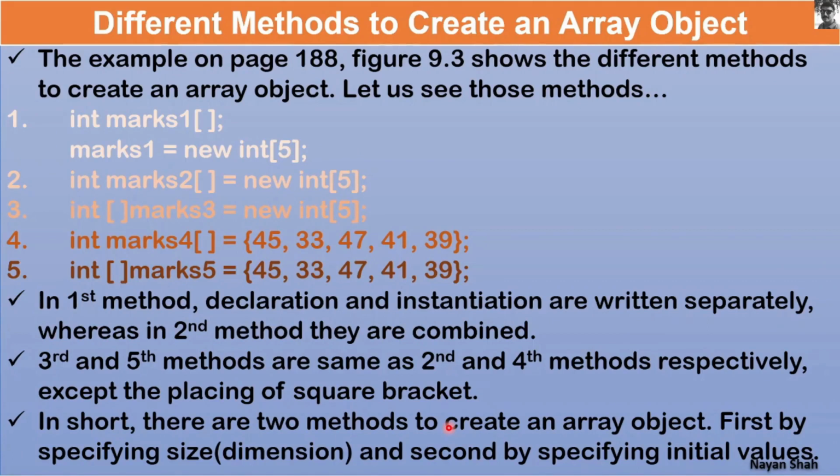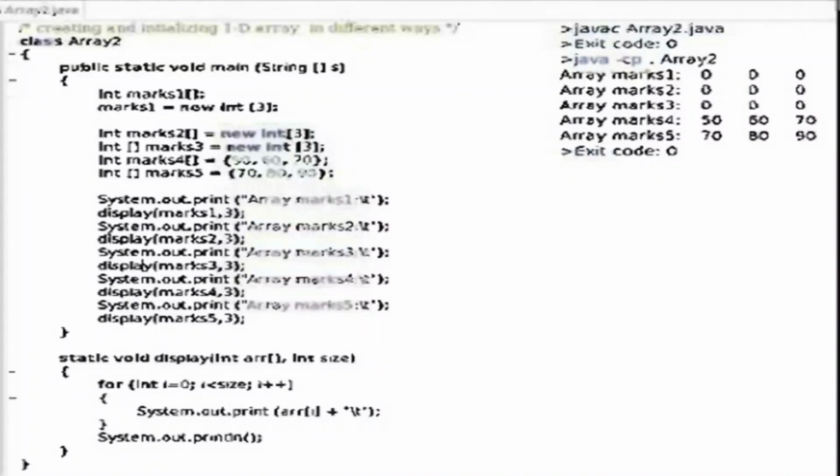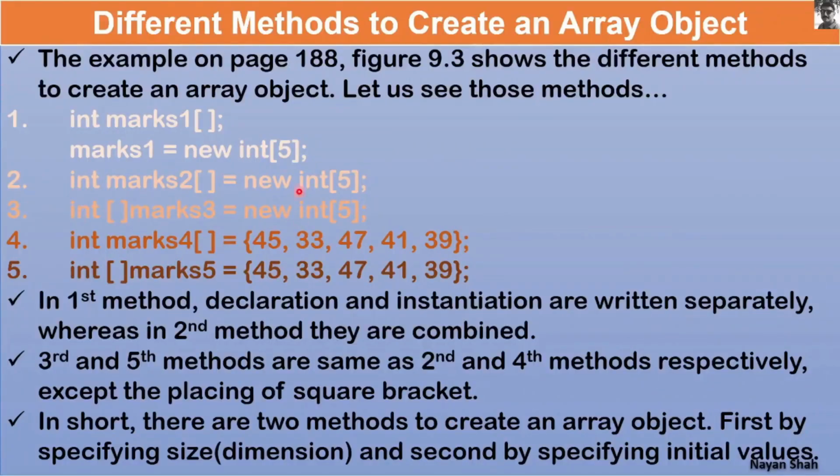Different methods to create an array object. Now the example on page 188, figure 9.3, shows different methods to create an array object, and let us see those methods. That example is given in the textbook. Those 5 lines which are to be observed, I have written here. You can refer to the textbook page number 188, figure 9.3. But you can understand from here that the particular example shows you 5 different methods for creating an array object. And then we will see that actually there are 2 meaningful methods.